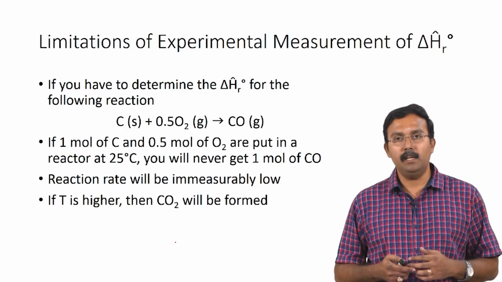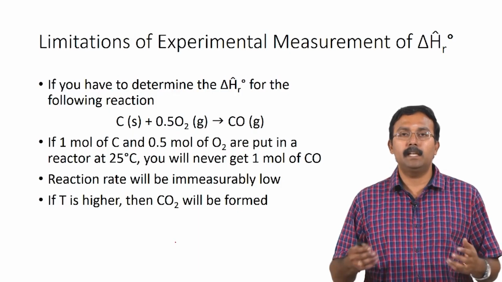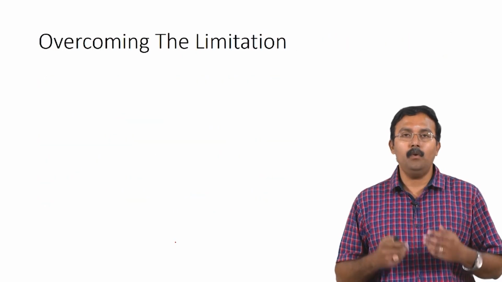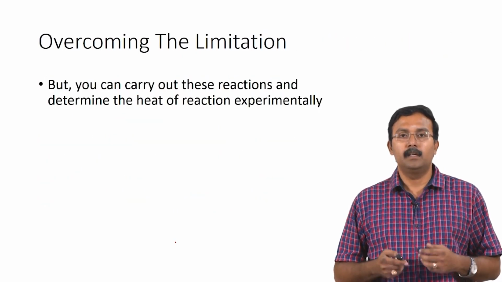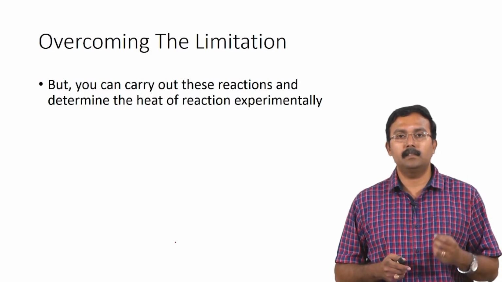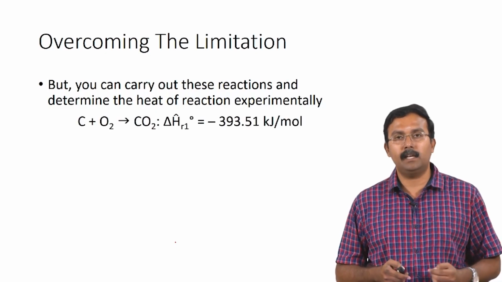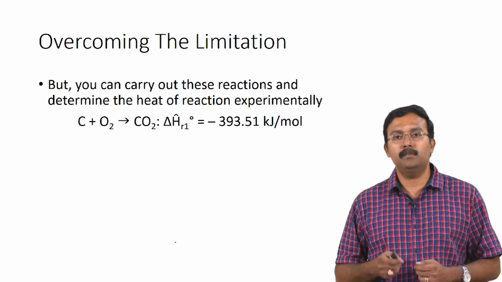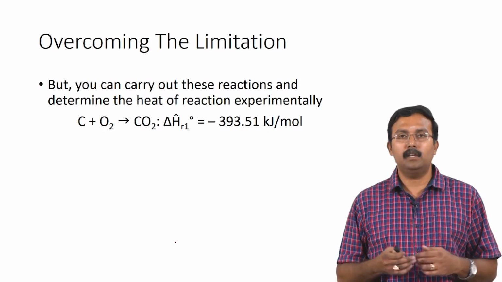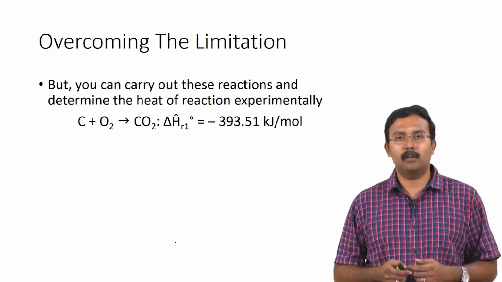If temperature is very low, the reaction rate will be too low, and we would not be able to measure any change in temperature that can be used for measuring the heat of reaction. How do we overcome this limitation? What you can do is carry out the following reactions and determine the heats of reaction experimentally. The first reaction is carbon plus oxygen forming carbon dioxide. This is just a simple combustion reaction of carbon, and as long as complete combustion happens, this reaction can be easily accomplished.